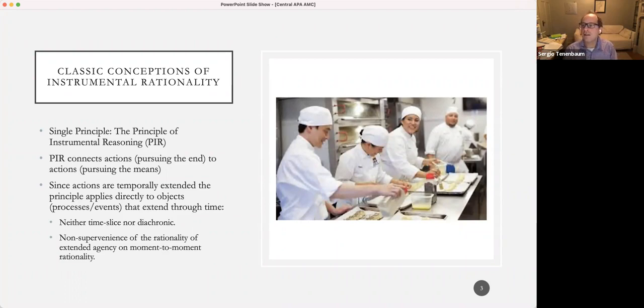And one of the consequences, an important consequence in the book, is that it shows this approach is essentially different. This is going to be a non-supervenience of the rationality of extended agents on moment-to-moment rationality, so that an agent could be at each moment rational and irrational through the same period of time. So it could be rational at T0, T1, T2, Tn, but irrational in the interval between T0 and Tn.